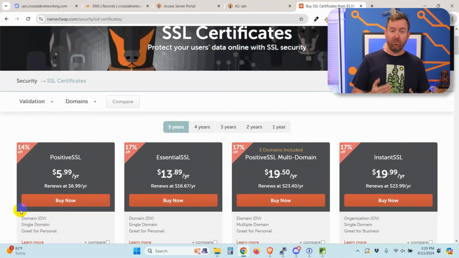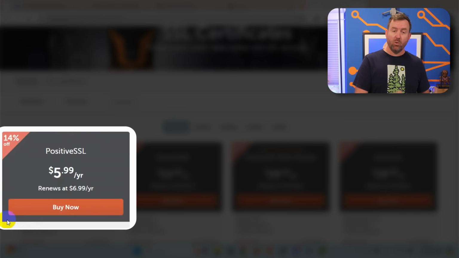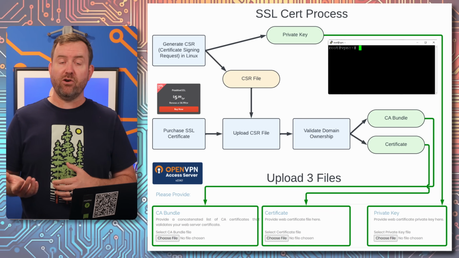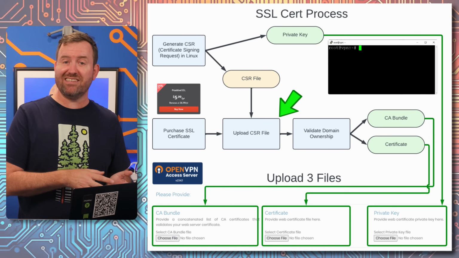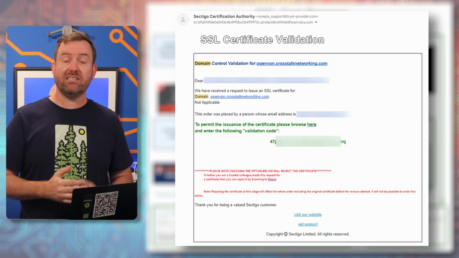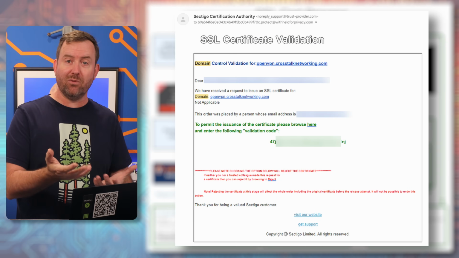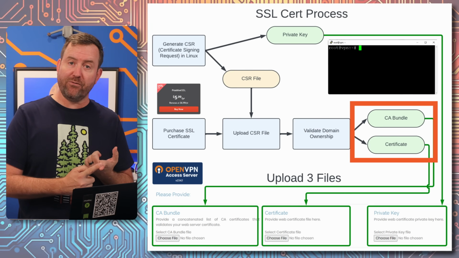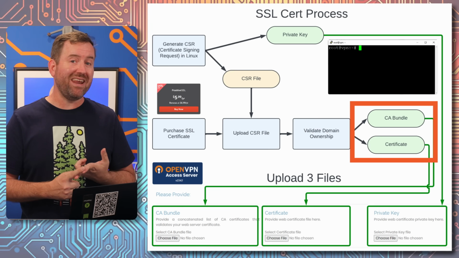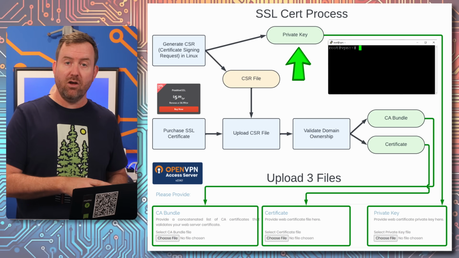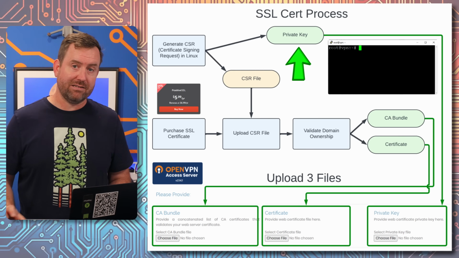Now at Namecheap, I went with the absolute cheapest option, which is $5.99 per year for their positive SSL certificate. When you buy that and then configure it, you upload your CSR, the certificate signing request. The provider is then going to have you validate your domain. Basically say, hey, are you sure that you're the one that owns this domain? And then once you've validated, you're going to get the CA bundle file and the certificate that Open Access Server needs, along with the private key that was already generated when you did the certificate signing request.